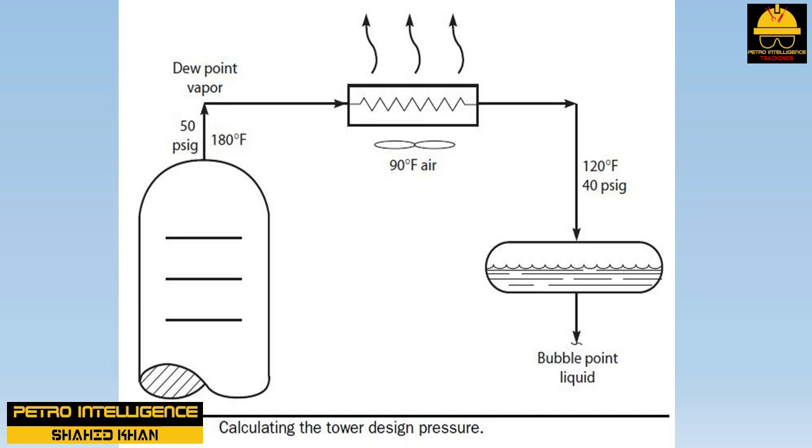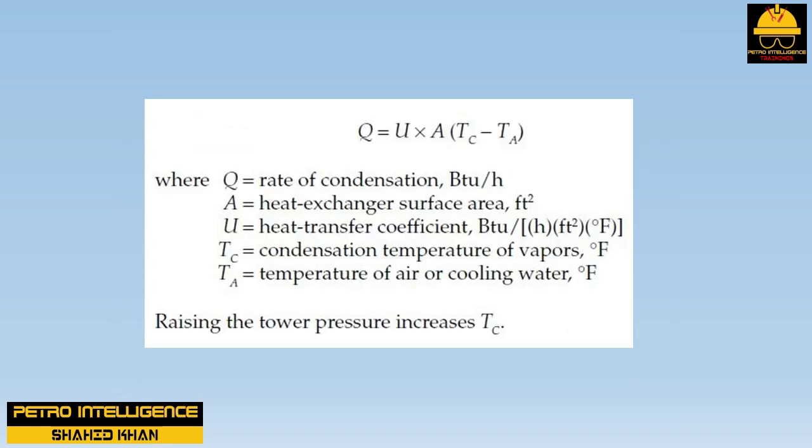The rate of condensation is then calculated from the following. Q equals U times A times (Tc minus Ta), where Q equals rate of condensation in BTU per hour, A equals heat exchanger surface area in square feet, U equals heat transfer coefficient in BTU per hour per square foot per degree F, Tc equals condensation temperature of vapors in degrees F, and Ta equals temperature of air or cooling water in degrees F.